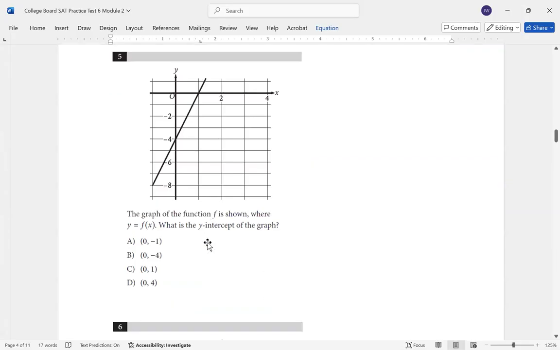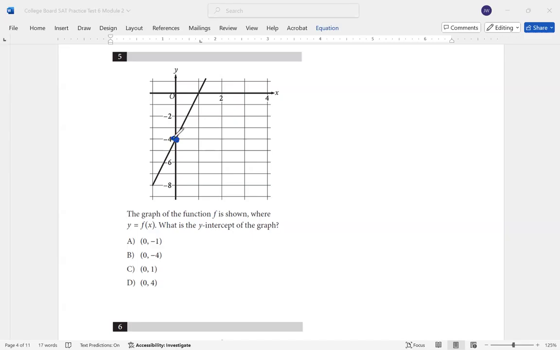Question 5. The graph of the function f is shown where y equals f of x. What is the y-intercept of the graph? Well, the y-intercept is where the line or the graph hits the y-axis. We can see that that's happening right here.